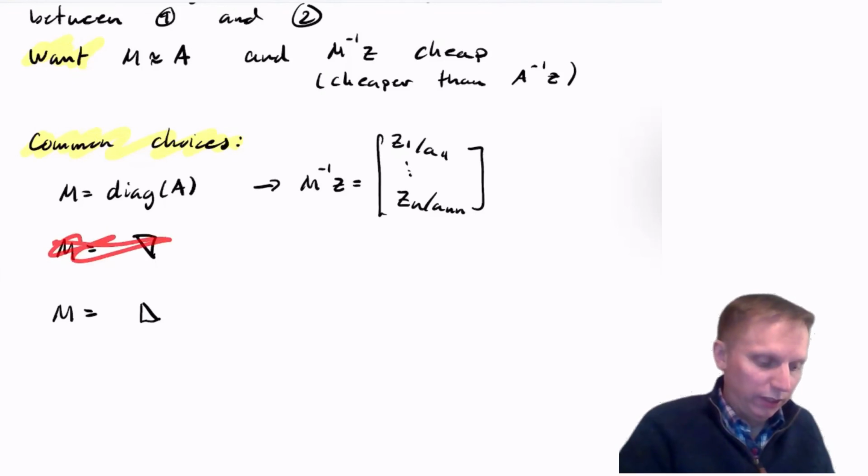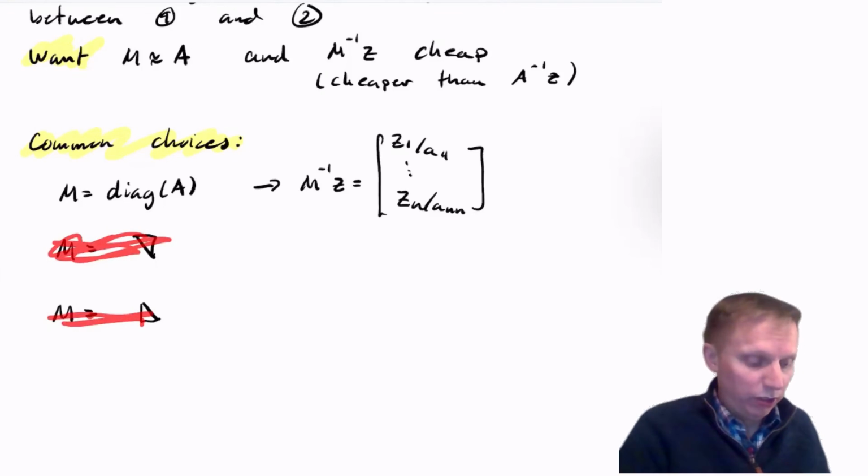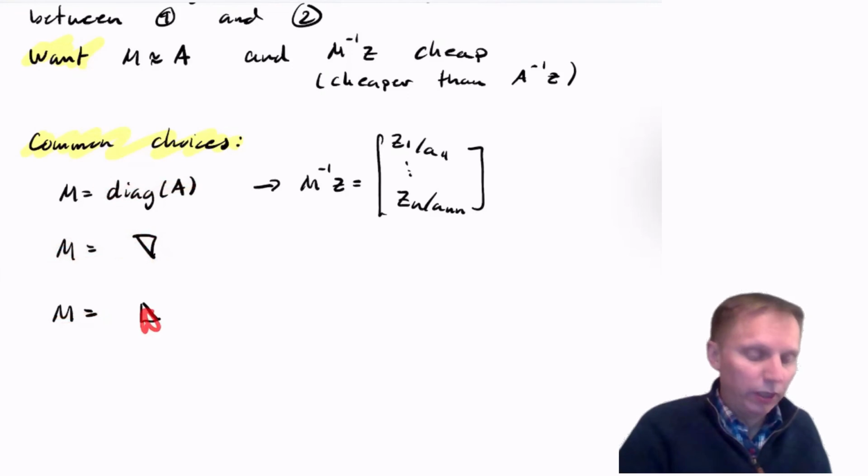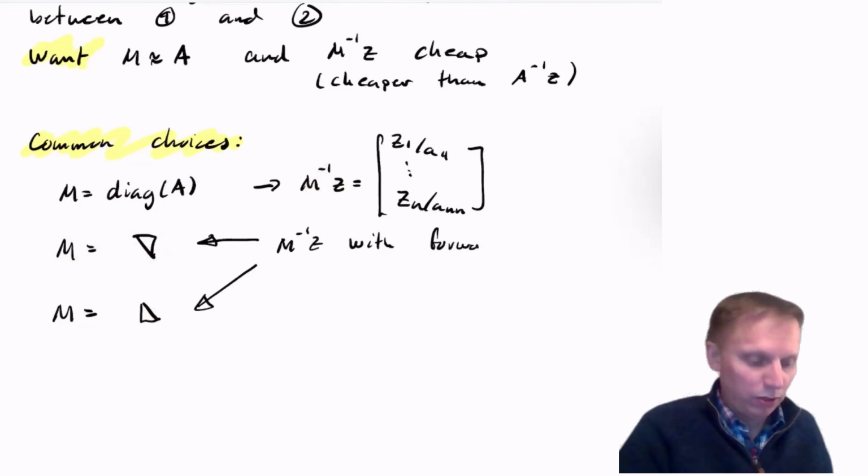Then you have the triangular-based preconditioner where, in a similar way to the diagonal, you can just take the upper triangular part or lower triangular part, and then you can do a linear solve, or M inverse times a vector, using forward and backward substitution.